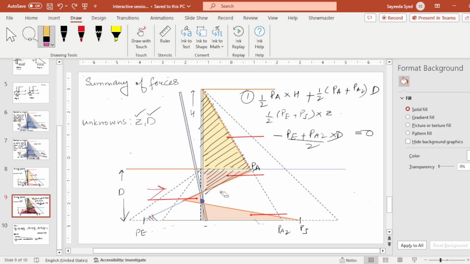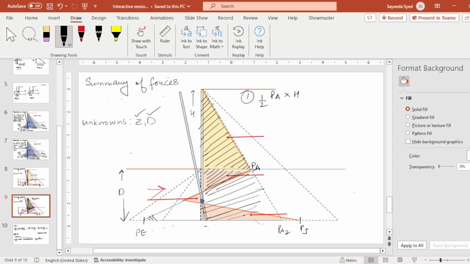So first we took that triangle, then we took this trapezium. So the area is half of PA plus PA2 into D. And see, now we are taking this.